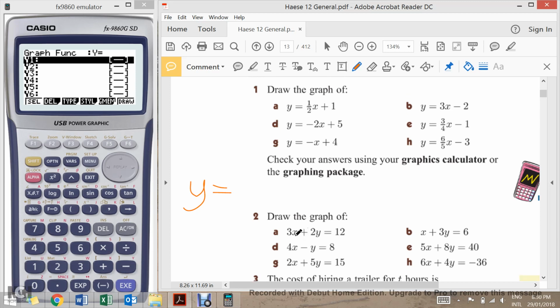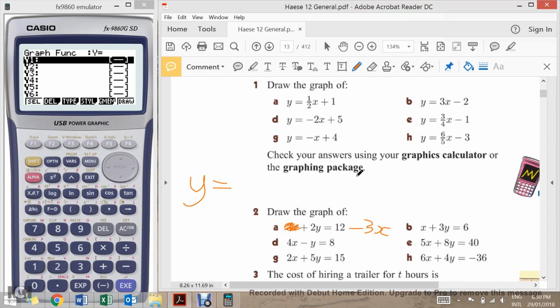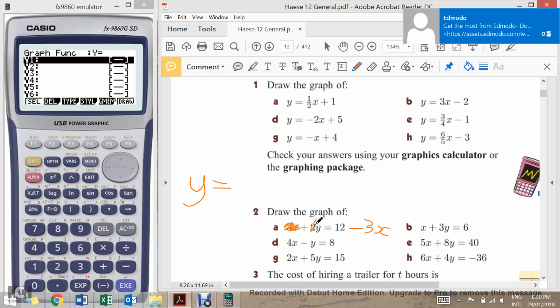First things first, let's move that 3x over the other side. If we want to get rid of 3x on this side, we'll need to take 3x from both sides, so we're left with that. Okay, we get rid of 3x by taking it on the other side. We've still got 2y equals 12 take 3x. We need to get rid of the 2 times. To get rid of the 2 times, we divide everything by 2.